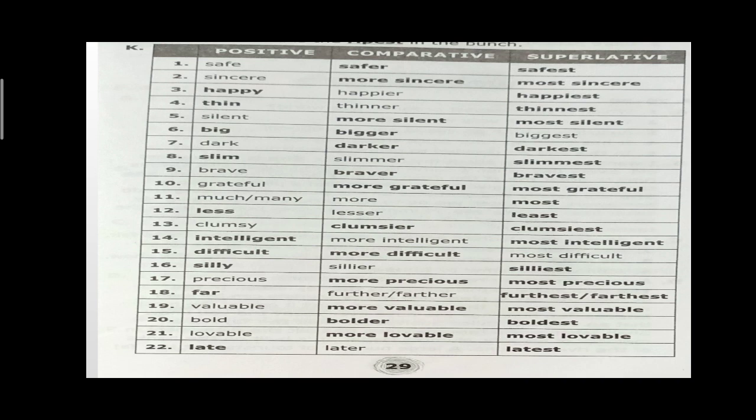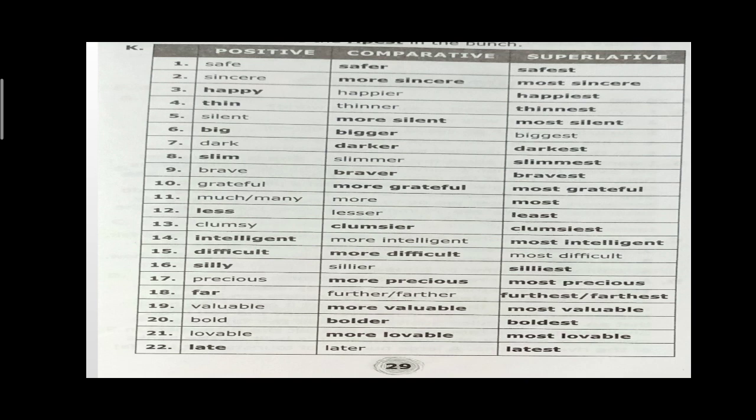Number 7, dark, darker, darkest. Number 8, slim, slimmer, slimmest. Number 10, graceful, more graceful, most graceful. Grateful, sorry. Number 11, much or many, it will be more and most. Number 12, less, lesser, least. Number 13, clumsy, clumsier, clumsiest.